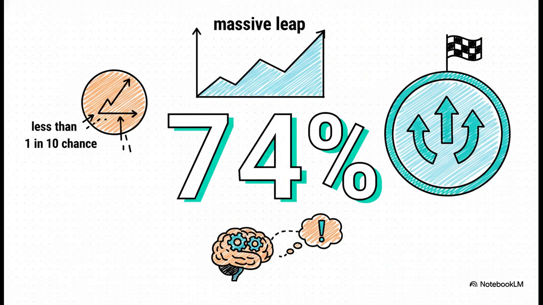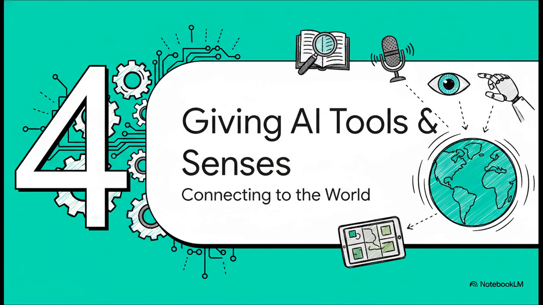I mean, let that sink in. We went from a less than 1 in 10 shot to a 3 out of 4 chance of getting it right, just by changing how we asked the AI to think. That's a game-changing improvement. So far, everything we've talked about has happened inside the AI's head.